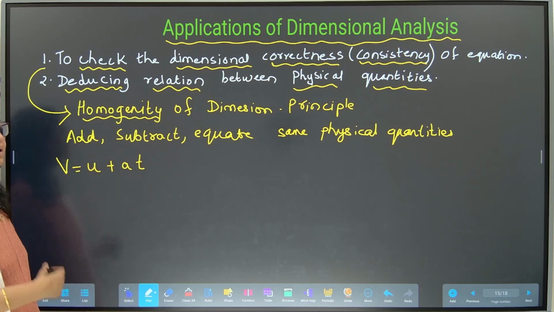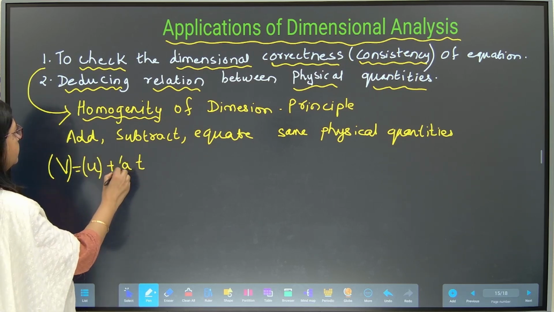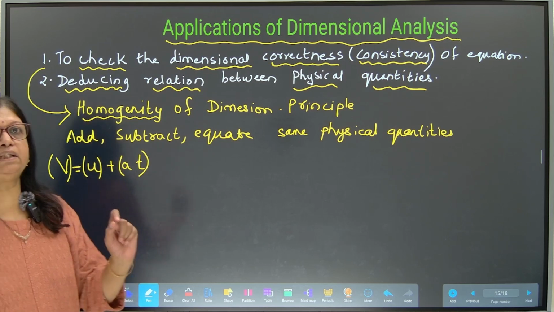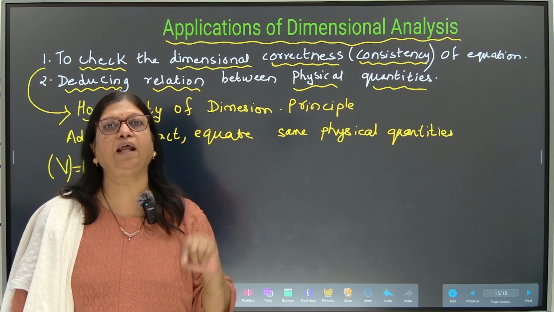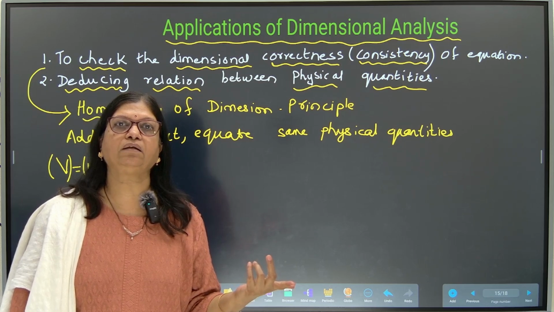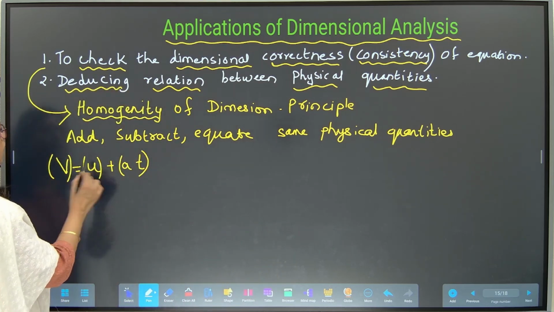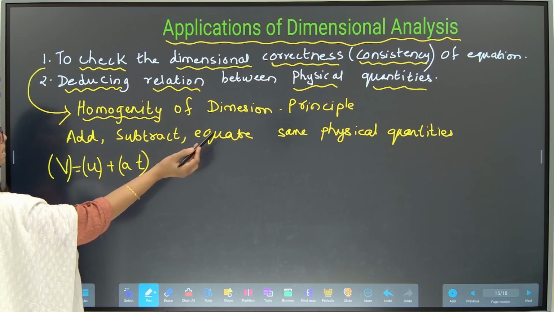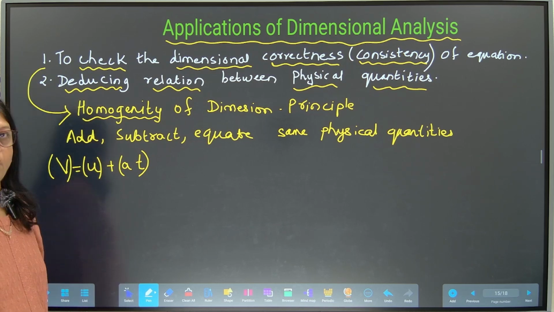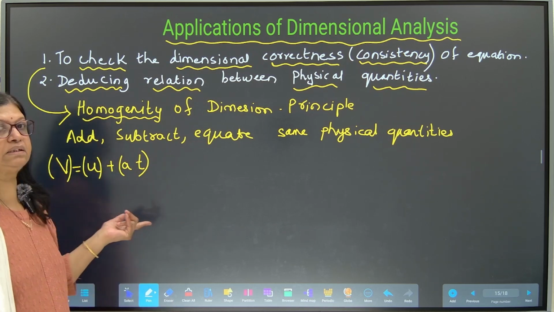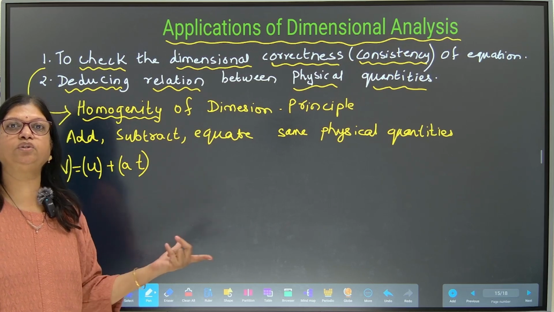So we will understand separately each of the terms, and all the terms must have the same dimensional formula, then the equation is correct. What is the homogeneity used here? We can equate same physical quantity. We can add same physical quantity. If I bring at this side, we can subtract same physical quantity. That is what we are using here.